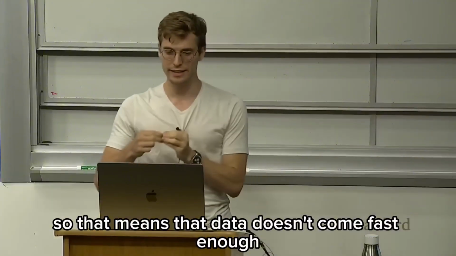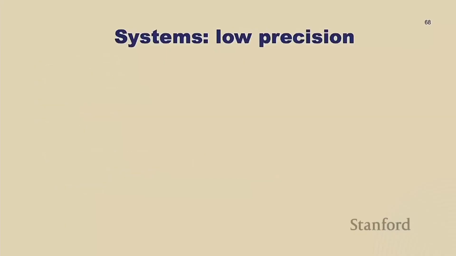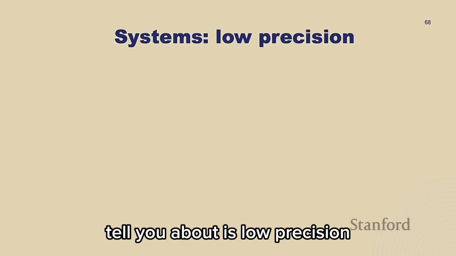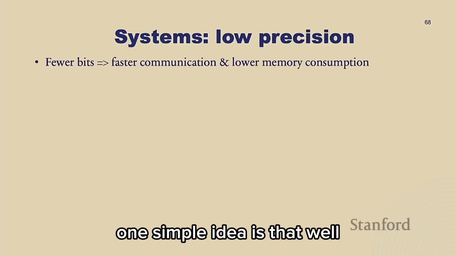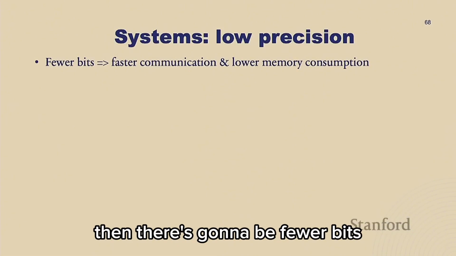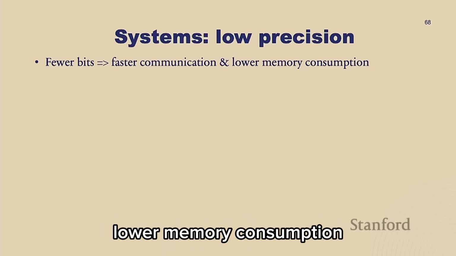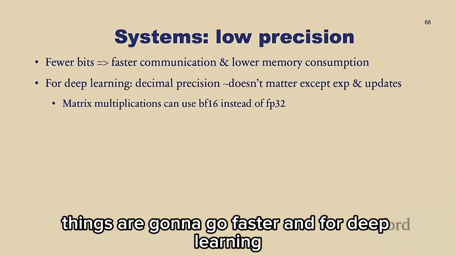So that means that data doesn't come fast enough, even for these big companies. So one simple trick, and that might be the only one I'm going to tell you about, is low precision. One simple idea is that if I'm going to put my floats in lower precision, then there's going to be fewer bits that I have to send to my GPUs. If there's fewer bits, it's faster communication, lower memory consumption, things are going to go faster.